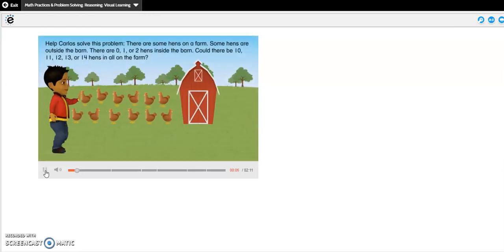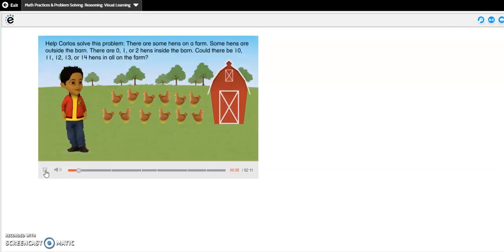Help Carlos solve this problem. There are some hens on a farm. Some are outside the barn. There are 0, 1, or 2 hens inside the barn. Could there be 10, 11, 12, 13, or 14 hens in all on the farm?